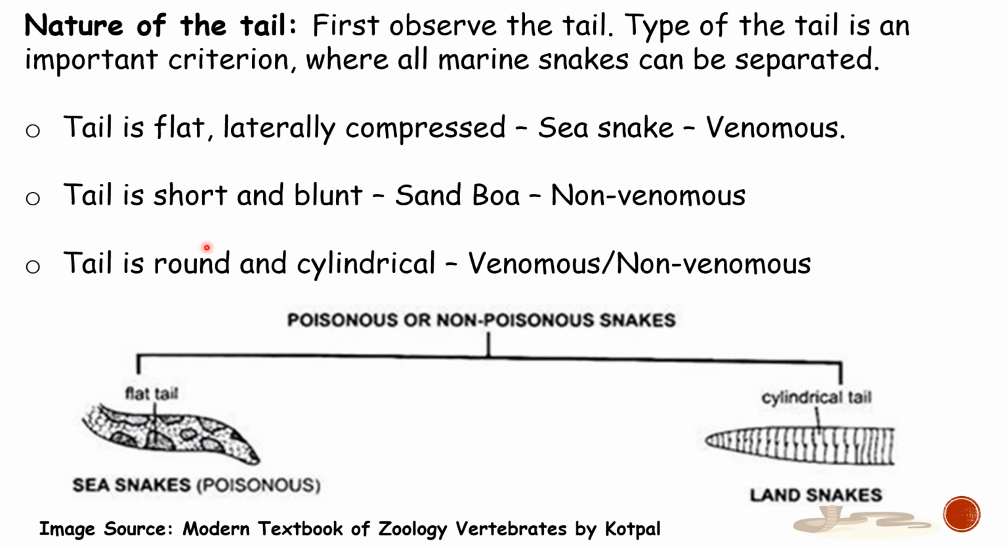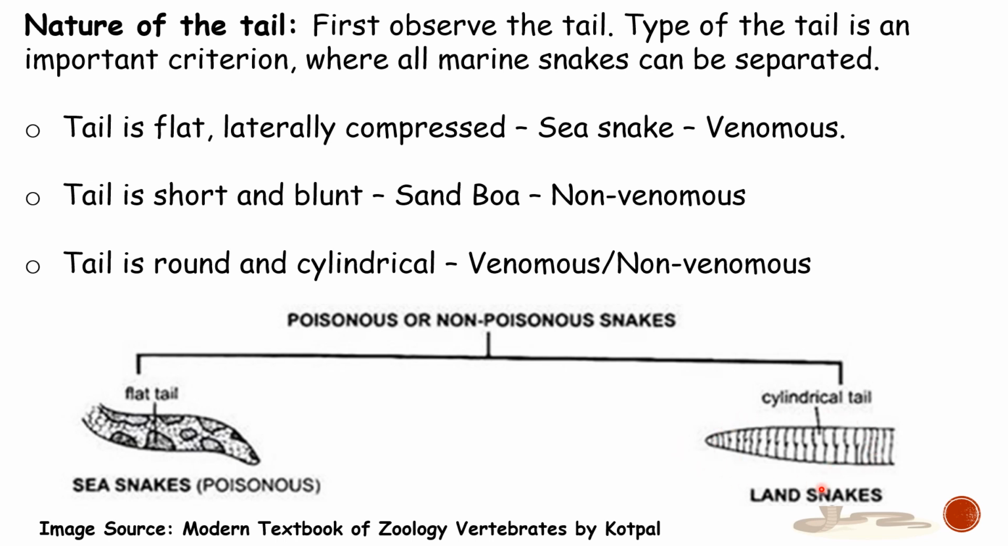On the other hand, if the tail of the snake is short and has a blunt ending like this, that is an indication of a completely non-venomous snake. For example, in the sand boa we can see this type of tail structure. There is one more tail structure we can see here: the tail is round and cylindrical, exactly like this.